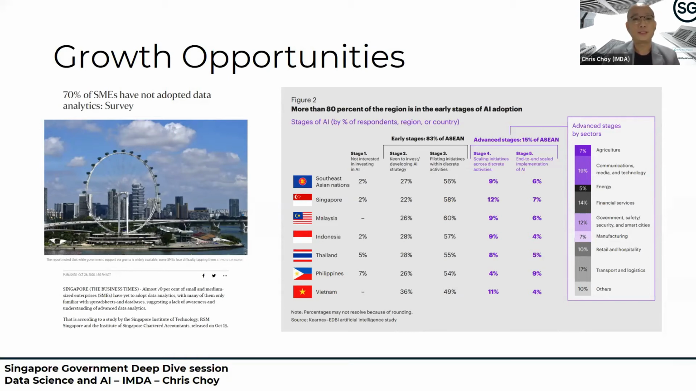And again, if I were to cite the EDBI studies on AI adoption, more than 50% of the respondents in the studies are still at the early stage of piloting AI, and only 7% have reached end-to-end implementation. So we see a huge potential for us to work with the industries to see how we can help them accelerate this whole process.